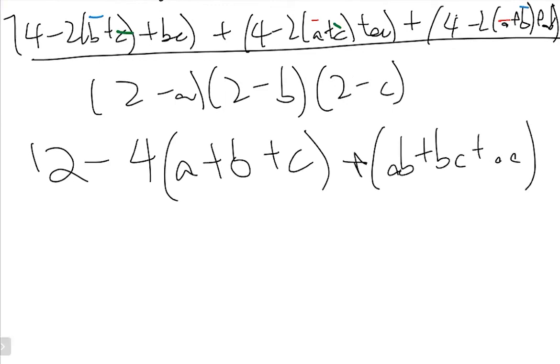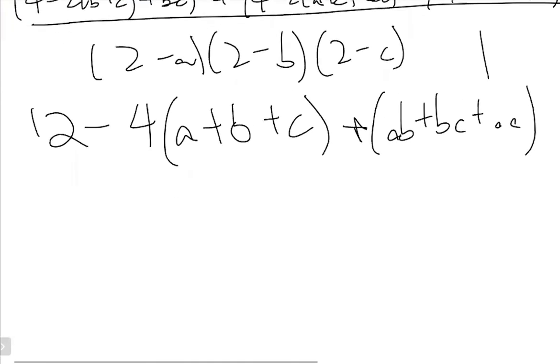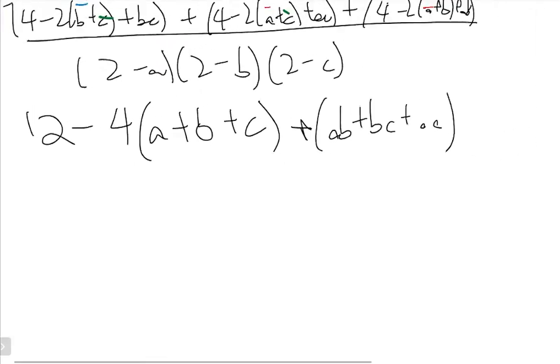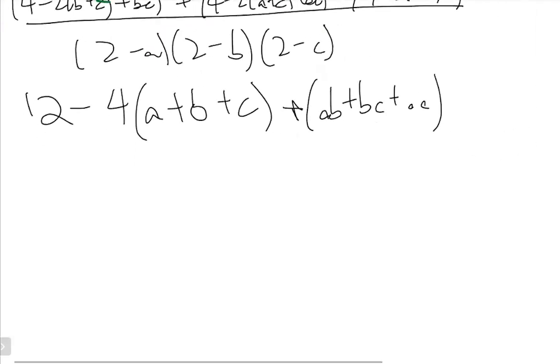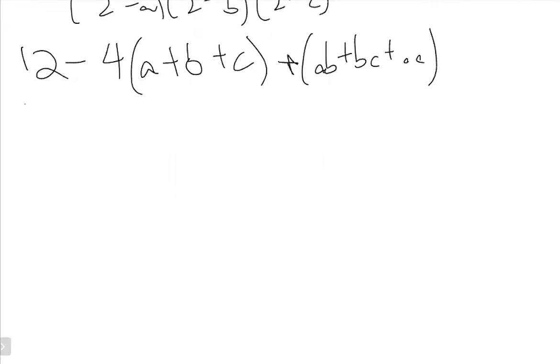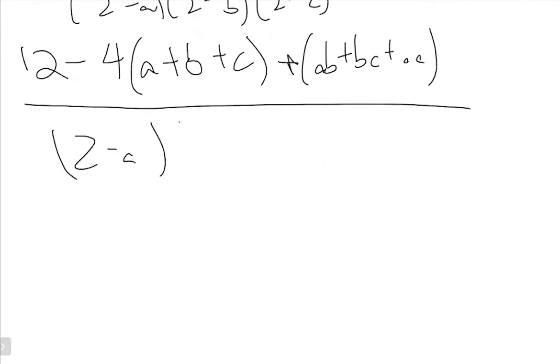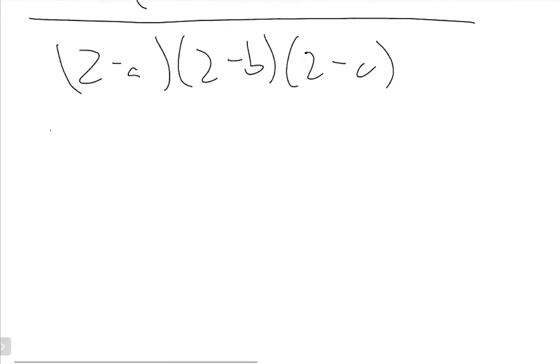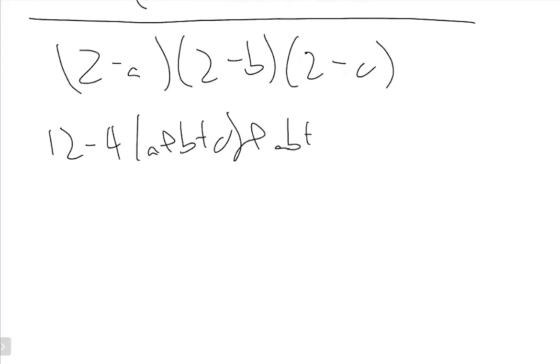And we notice that we can find a plus b plus c, the sum of the roots, and ab plus bc plus ac, the pairwise products of the roots, very easily just from Vieta's formulas, courtesy of Vieta's formulas, rather. So now let's keep on going. We have 12 minus 4 times a plus b plus c plus ab plus bc plus ac, all over 2 minus a, 2 minus b, 2 minus c. And now let's finally get working on the denominator.